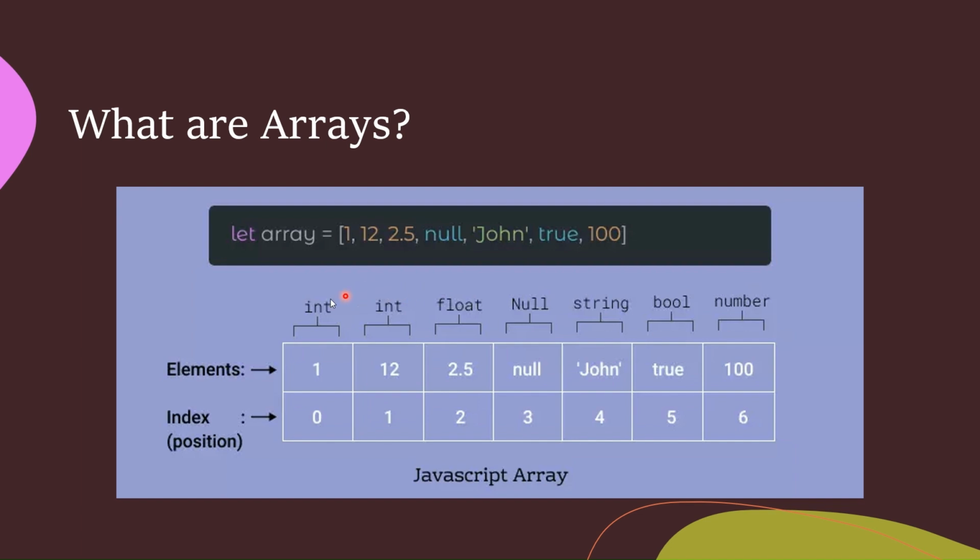Another example shows that an array in JavaScript is not homogeneous. That means we have 1, 2 as ints. The third one is a float, then null, then a string, then a boolean, then again an int or a number.